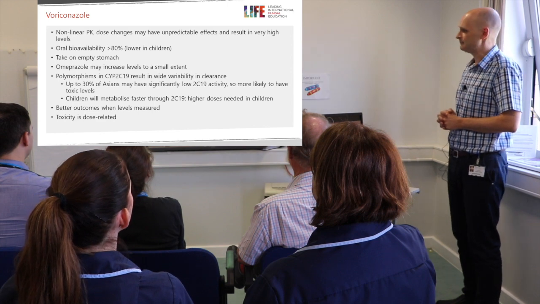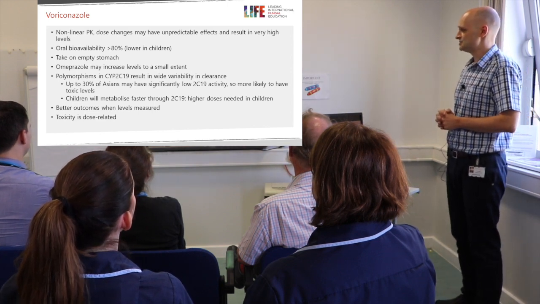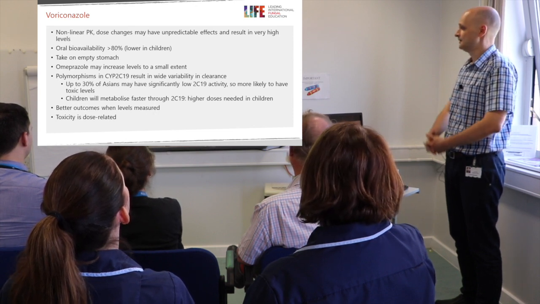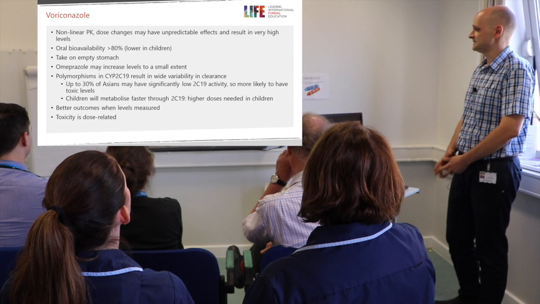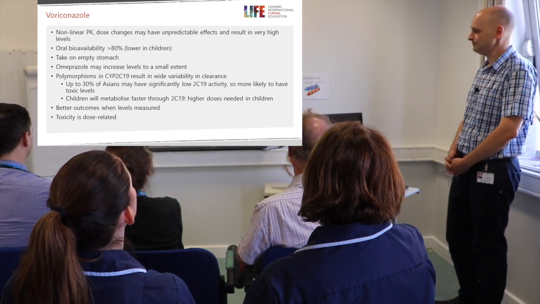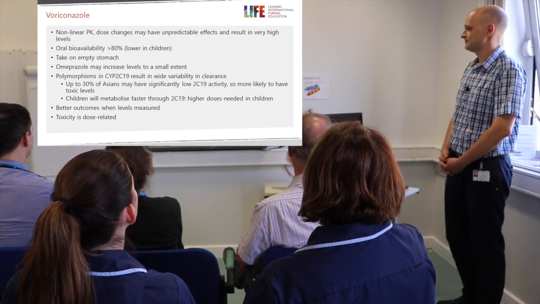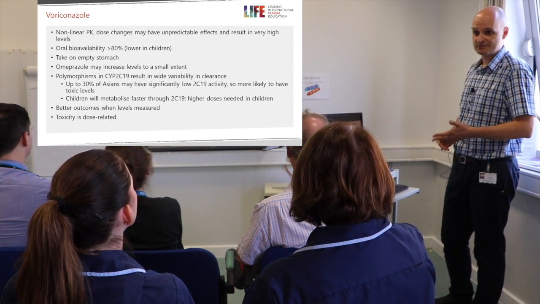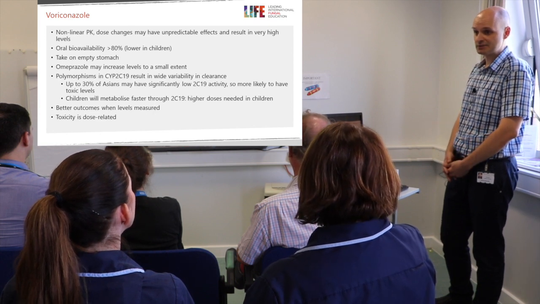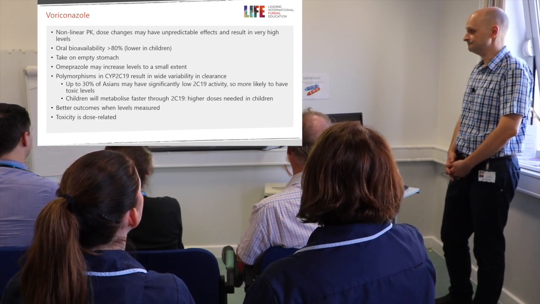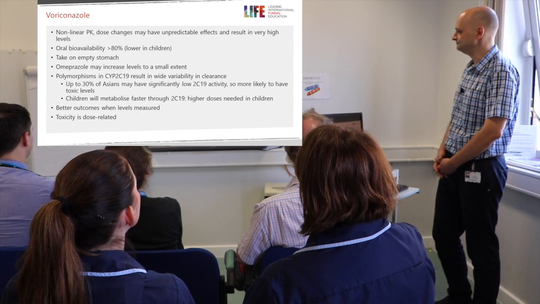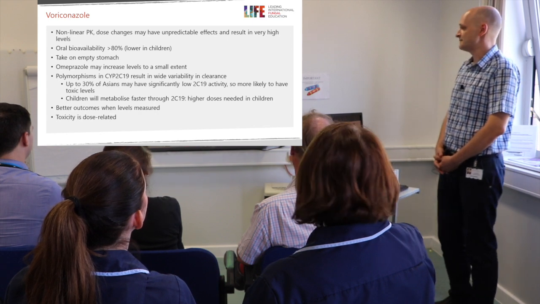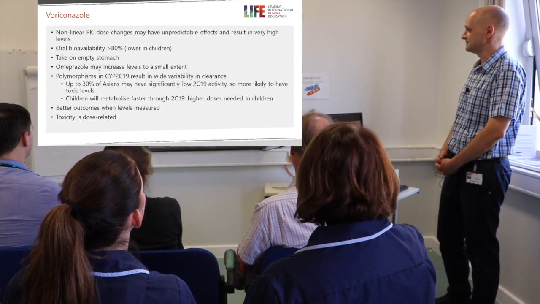What's really important to know about voriconazole is that it is the azole that is metabolized to a significant extent by the enzyme CYP2C19, which displays a huge variability in the human population. For example, up to 30% of Asians will have significantly low activity of this enzyme, and therefore they will not be able to metabolize voriconazole effectively, and this will result in toxic levels. So you have to be really aware of the epidemiology of this enzyme and the person you're treating. These patients may develop significant toxicity from it.